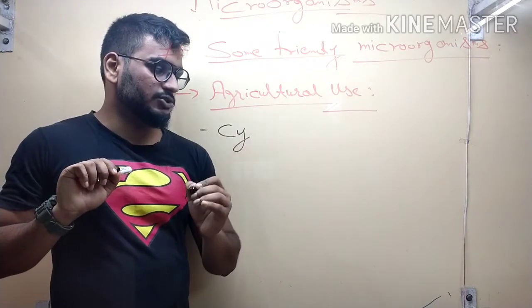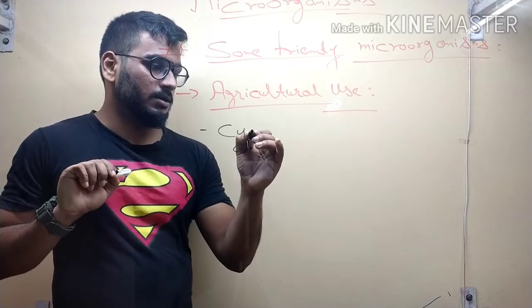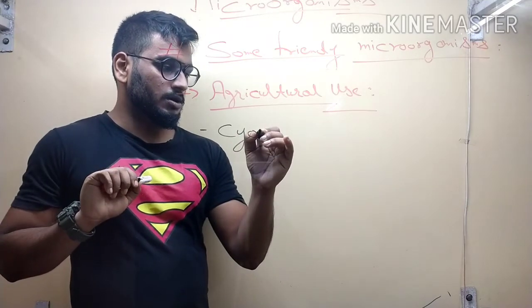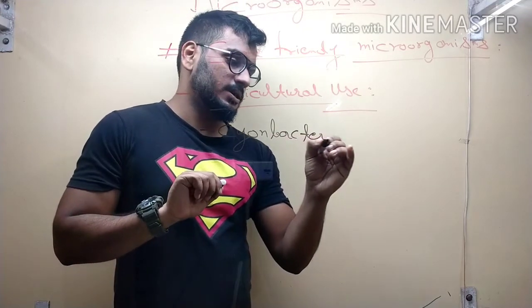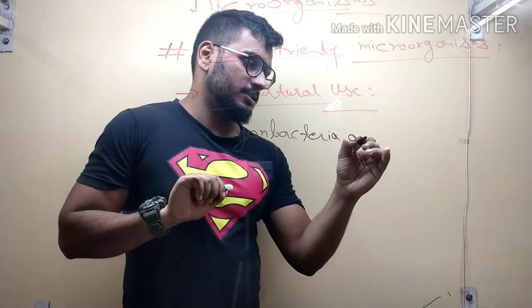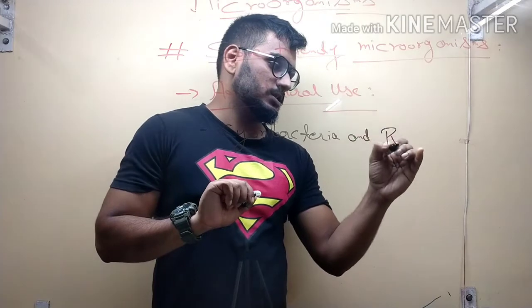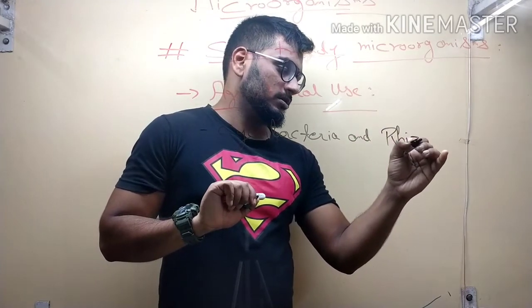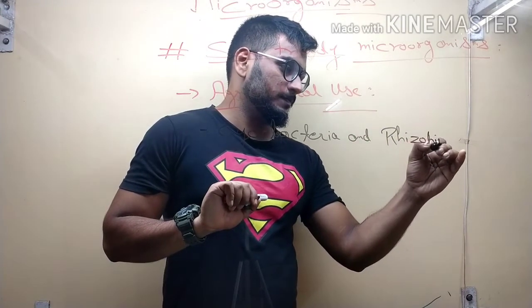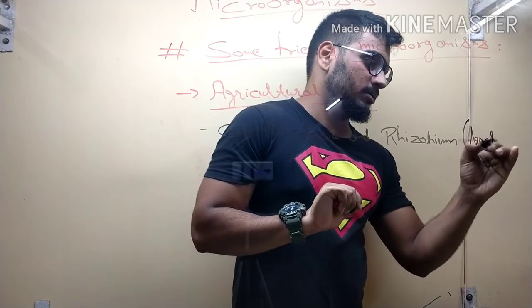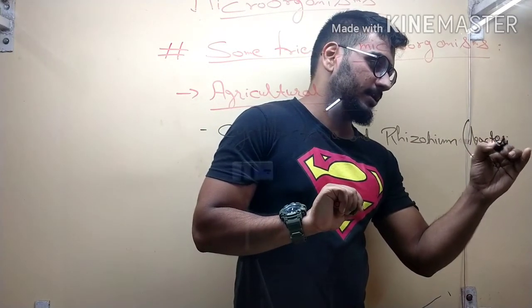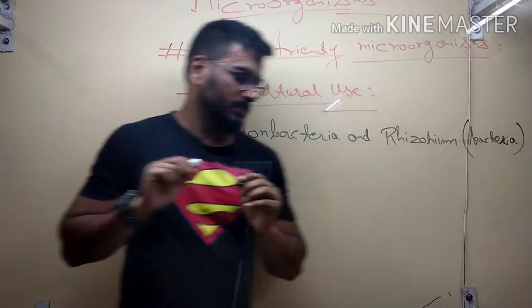The name of the bacteria is cyanobacteria, and one more bacteria is there, which is rhizobium. It is also a bacteria, so you just write in bracket it is a bacteria.